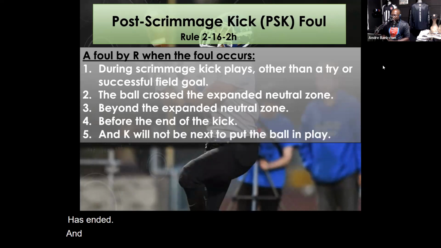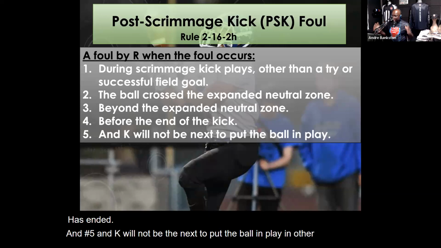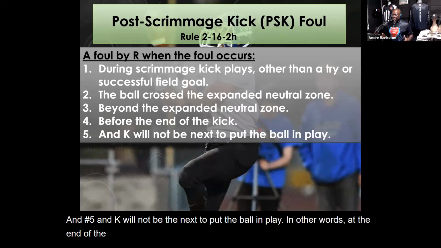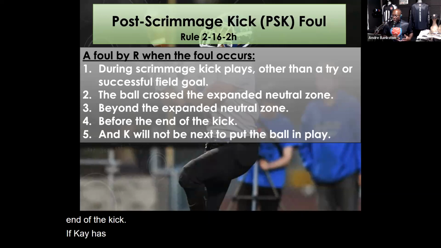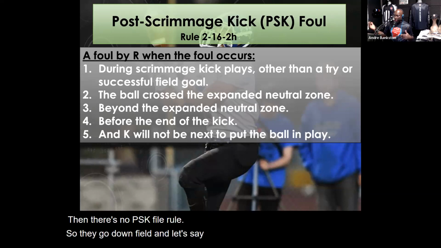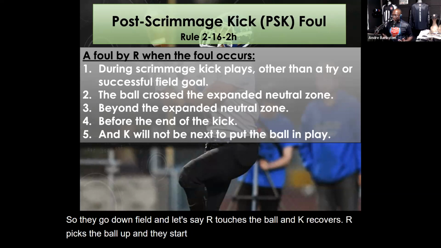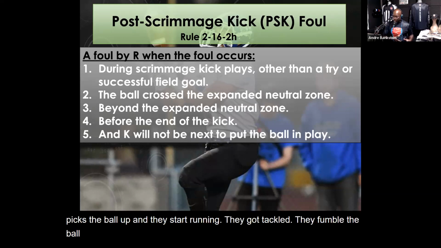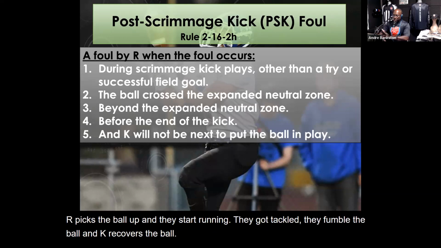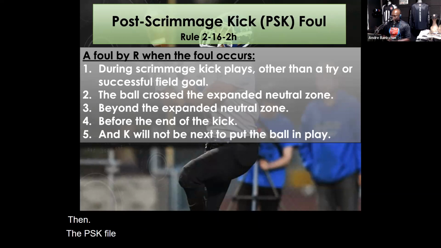And number 5, K will not be the next to put the ball in play. In other words, at the end of the kick, if K has possession of the ball, then there's no PSK foul rule. All right. So they go downfield, and let's say R touches the ball and K recovers. R picks the ball up and they start running. They got tackled. They fumble the ball, and K recovers the ball. Then the PSK foul does not apply.